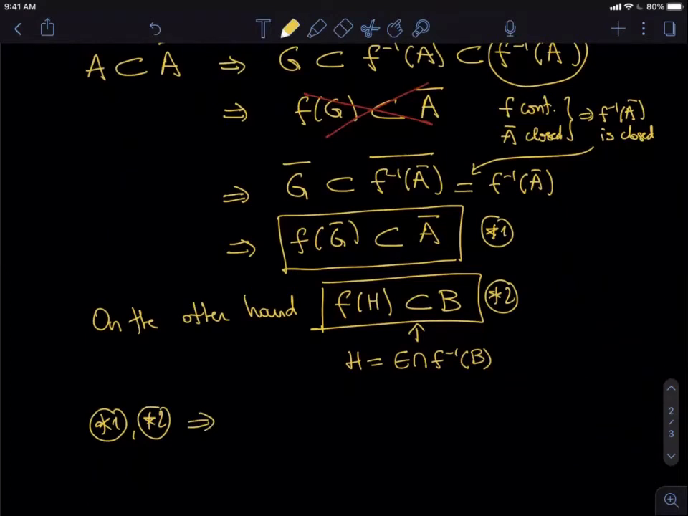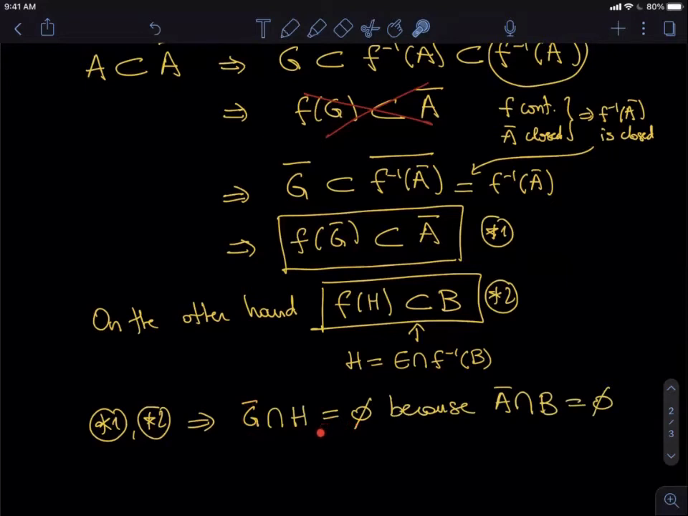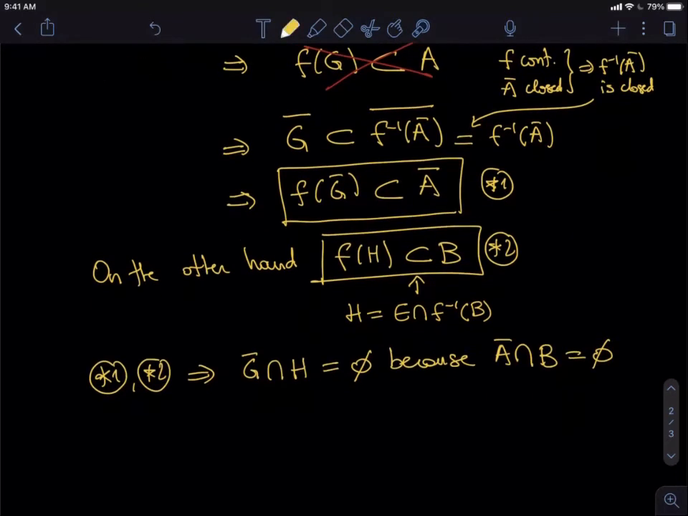what we get is that the closure of G intersection with H must be empty, because the intersection of the closure of A and B is empty, because A and B are separated. Notice you can see this by contradiction. If the intersection of the closure of G and H was not empty, then this would not be possible, so we would be in a contradiction. And that's it.